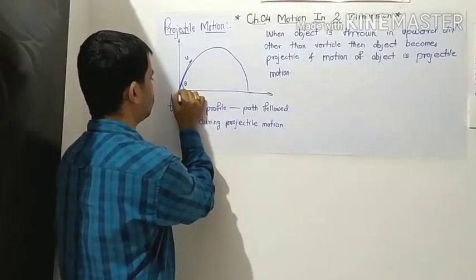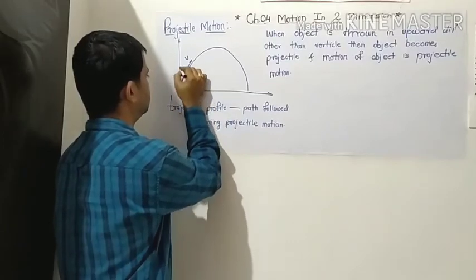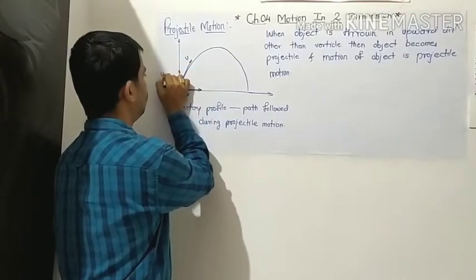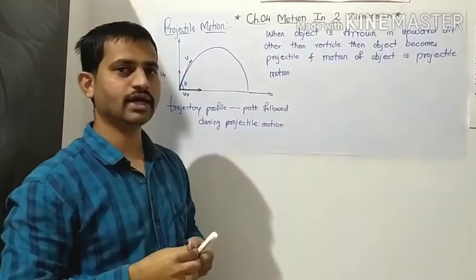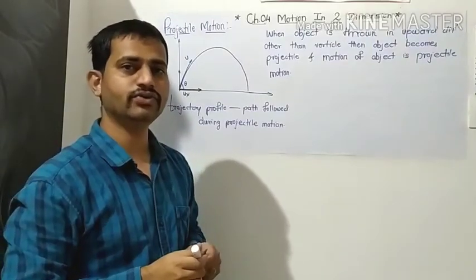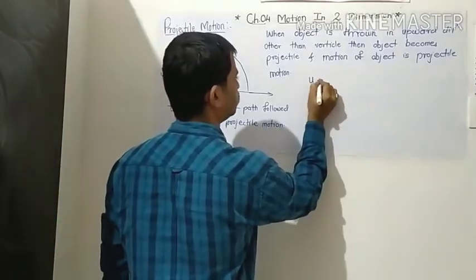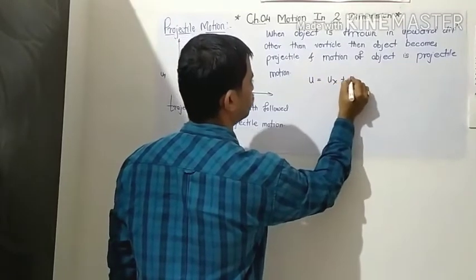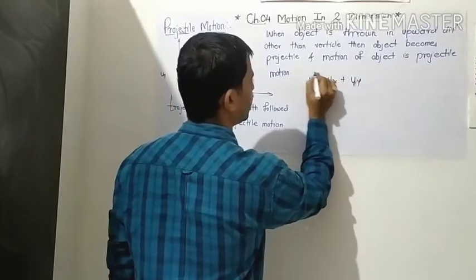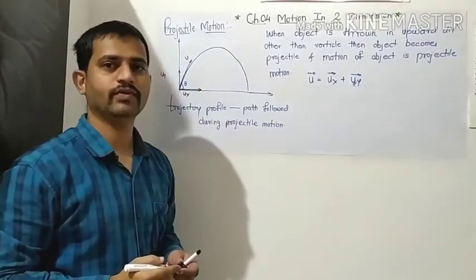This is the component in the x direction, which we name ux, and this is the component in the y direction, which we name uy. So we can write the initial velocity u as u is equal to ux plus uy, and this is in terms of vectors.